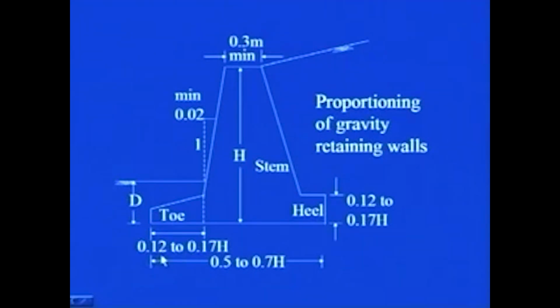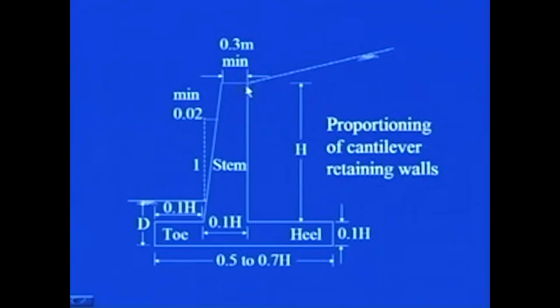Now, towards the toe, this part you can take of the order of 0.12 to 0.17 h. So, if the wall height is 10 meters, then this can be of the order of 1.2 meter to 1.7 meters. I hope that it is clear. Always remember that the thickness of the stem at the top of the wall should be kept as minimum 0.3 meters or 300 millimeters. Base width should be of the order of 0.5 to 0.7 times the height of the wall. Now, let us see how you can go ahead for proportioning cantilever retaining walls.